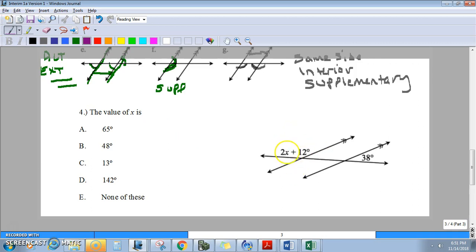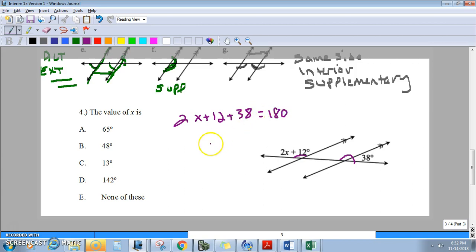Oh, and I do have time, and I think this is actually the last question on this page. Okay, so what are these two? These two are same side exterior angles, which means they are supplementary, right? Same side exterior. If I shifted this over, they would make that half circle. They'd be supplementary. So I have 2x plus 12 plus 38 equals 180.